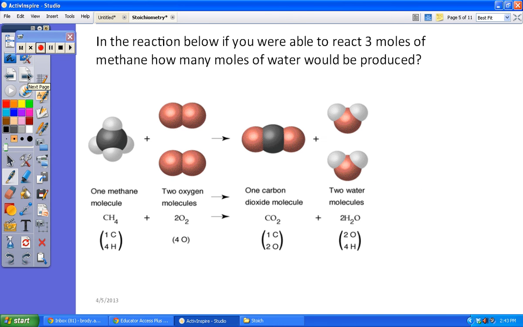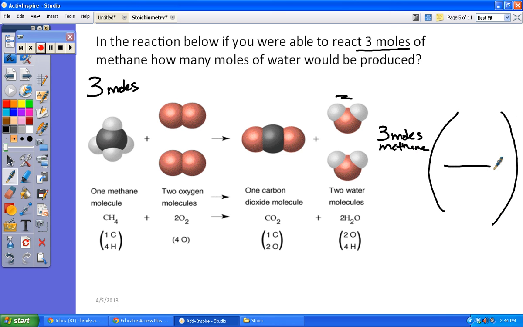Those ratios always stay the same. That's really important. Here's another example. In the reaction below, if you were able to react 3 moles of methane, how many moles of water would be produced? Well, here's water over here on this side. And so we set up a conversion factor. We have 3 moles methane. We set up a conversion bubble in order to find this out.